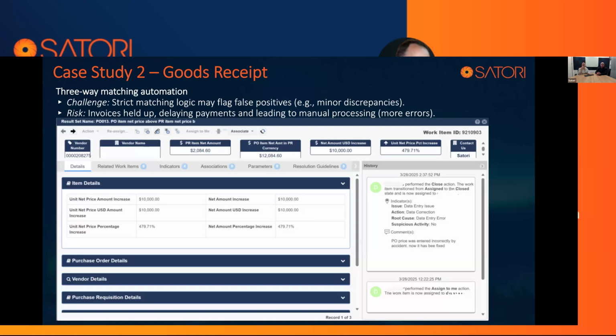I have an example here where a purchase order price was entered incorrectly. We picked it up and fixed it, but it stopped this automated process, so people had to go and apply some fixes. What we see is that people sometimes allow for some discrepancies, which is good, but still keep in mind that it's not possible to have this three-way matching process completely automated with no issues. There will still be hiccups that lead to manual steps in the process.